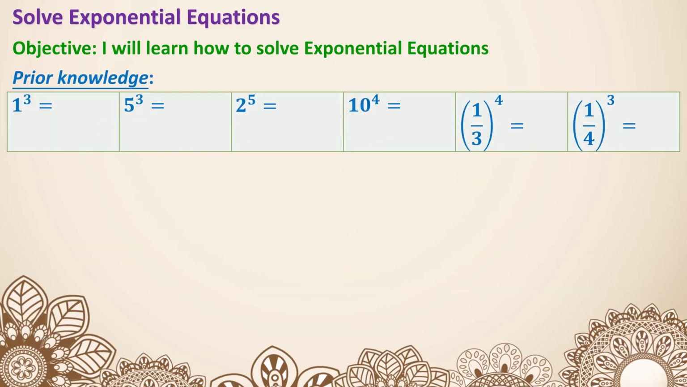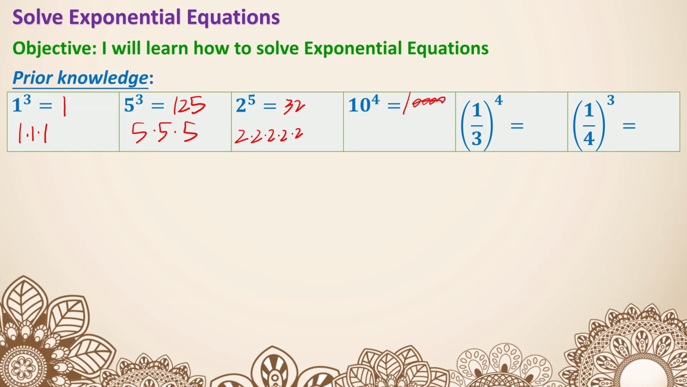1 to the third power is the same as 1 times 1 times 1, which is 1. Next, 5 to the third power means 5 is multiplied by itself 3 times, which is 125. Next, 2 to the fifth power is the same as 2 times 2 times 2 times 2 times 2, which is 32. 10 to the fourth power is 10 multiplied by itself 4 times, so it's 10,000.